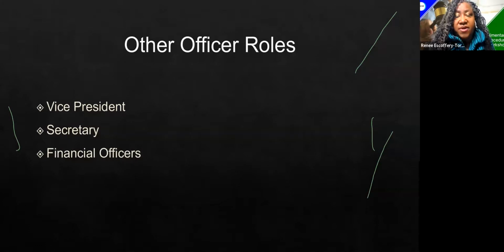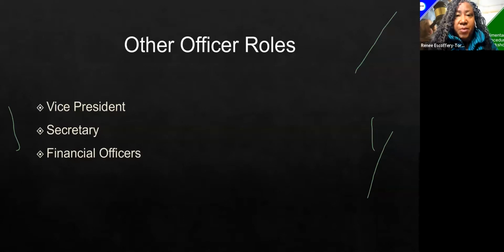Also, there are secretaries, and there are different kinds of secretaries. The recording secretary is usually the 3rd most powerful officer in any organization. Why? In the absence of the president or the vice president, it is the recording secretary that determines an election for a temporary chairman.